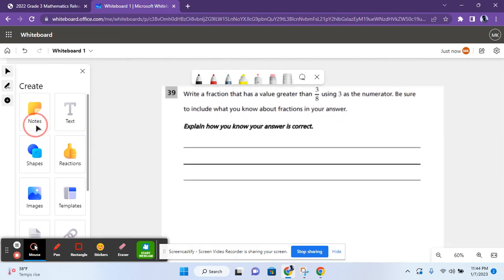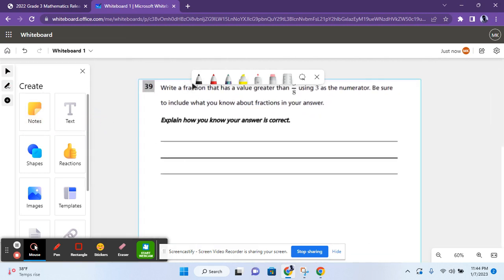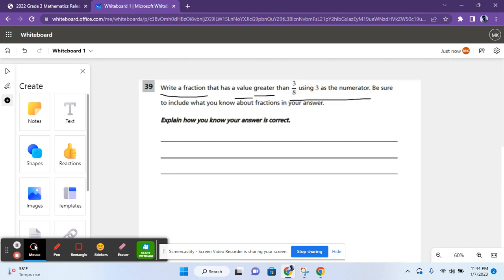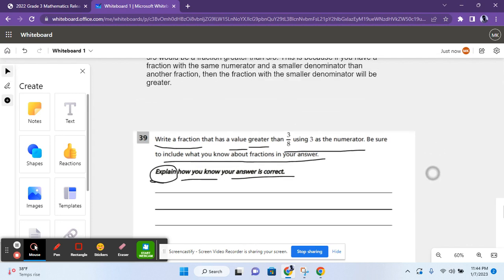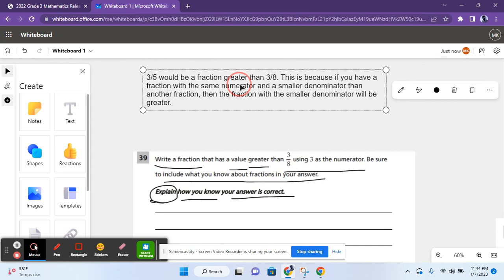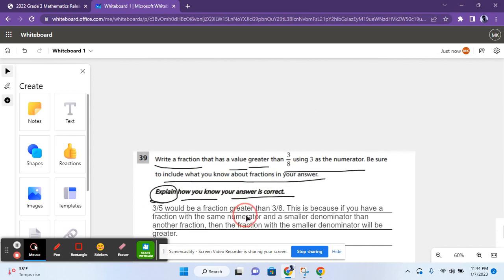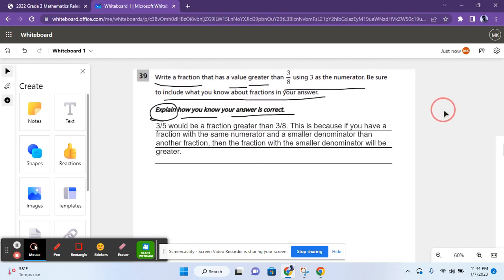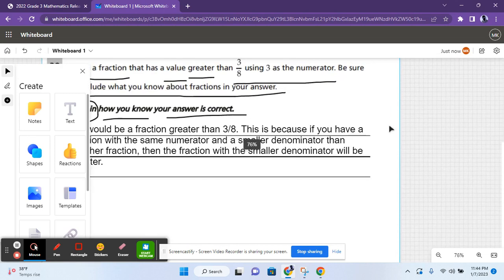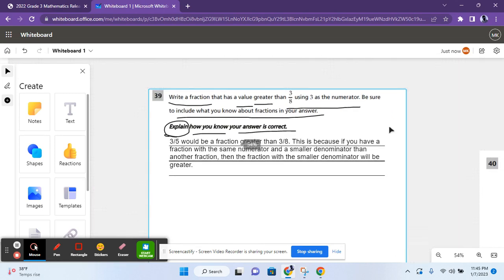Anyway, moving on to question 39. It says, write a fraction that has a value greater than 3/8 using 3 as the numerator. Be sure to include what you know about fractions in your answer. Explain how you know your answer is correct. So for this question, I said 3/5 would be a fraction greater than 3/8.